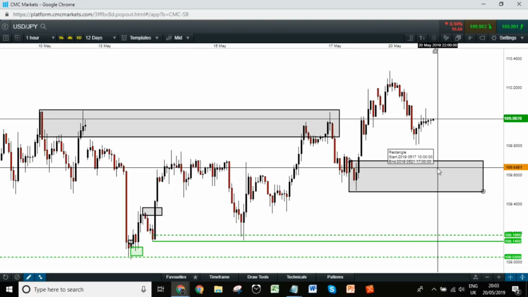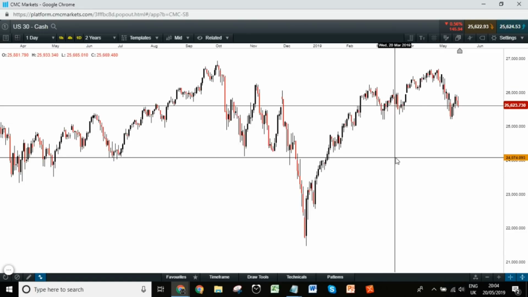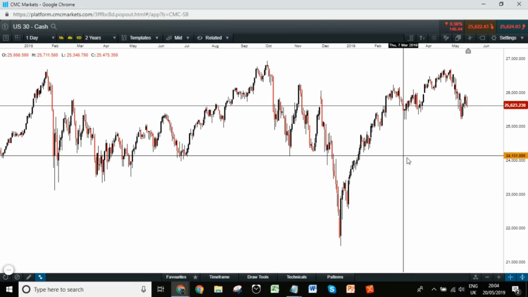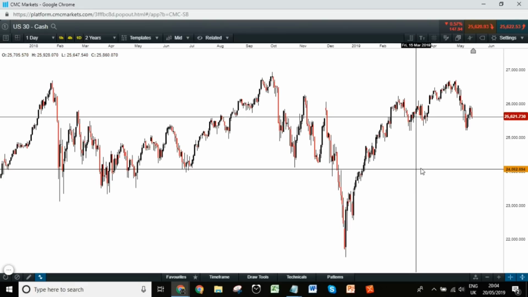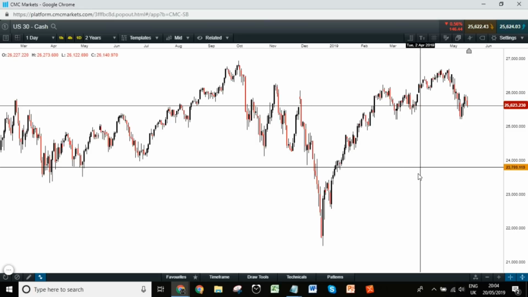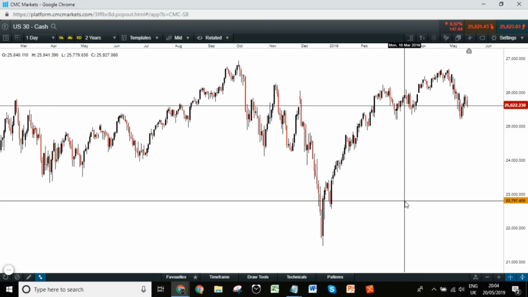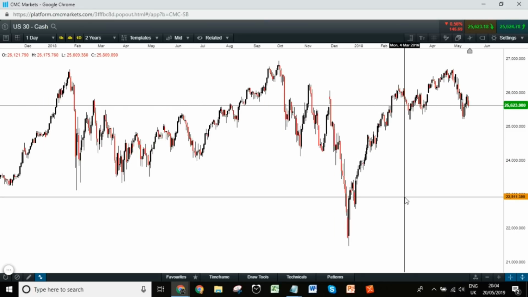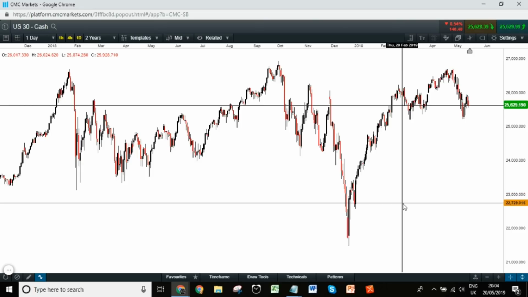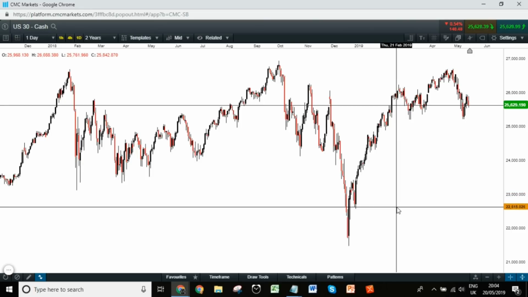I'm going to look at the US 30, which is basically the Dow Jones, and this thing just breaks all the rules. Okay, so here we are on the US 30, which is basically the Dow Jones. I just wanted to show you how messed up this market is. It's an amazing market if you can trade it right, but it just doesn't play by the supply and demand event chain at all.